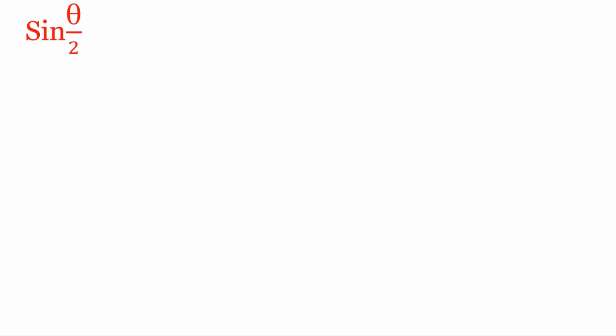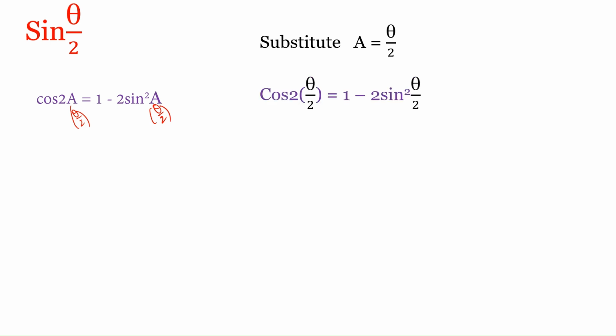Let's start with sin theta by 2. For this, we will use cos 2 theta equal to 1 minus 2 sin square theta. To avoid confusion in the original formula, let us take a in place of theta. Then the formula would be cos 2a equal to 1 minus 2 sin square a. Now in place of a, we'll substitute theta by 2. So this is the original formula. Here we have a, so we'll make it theta by 2. Even this a, we'll make theta by 2. Let us write it down.